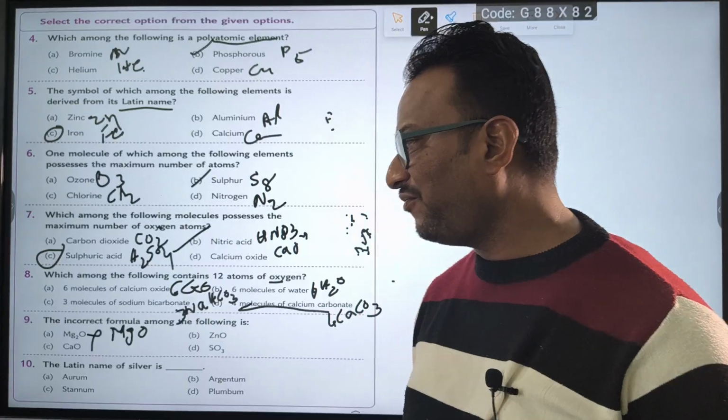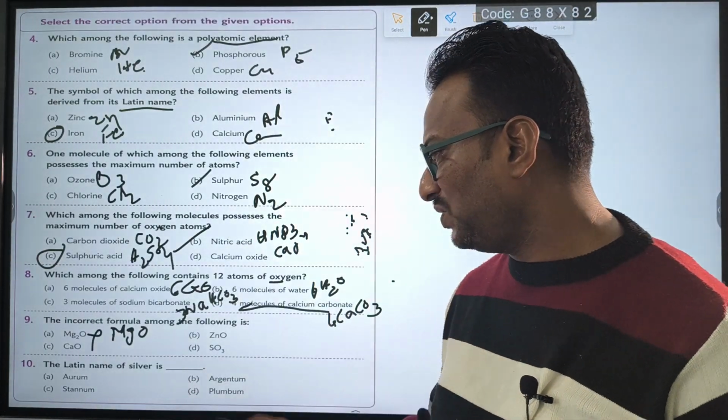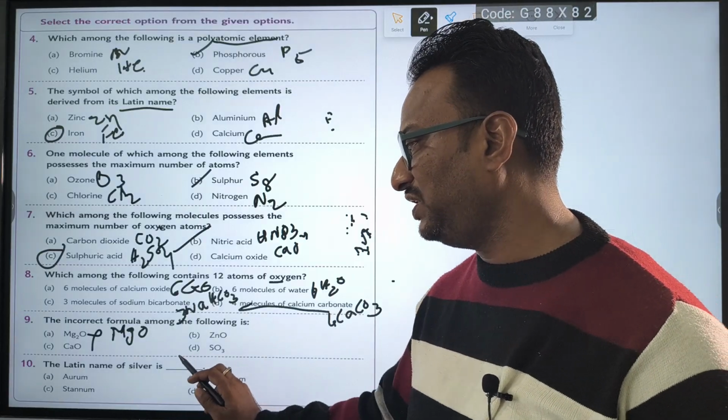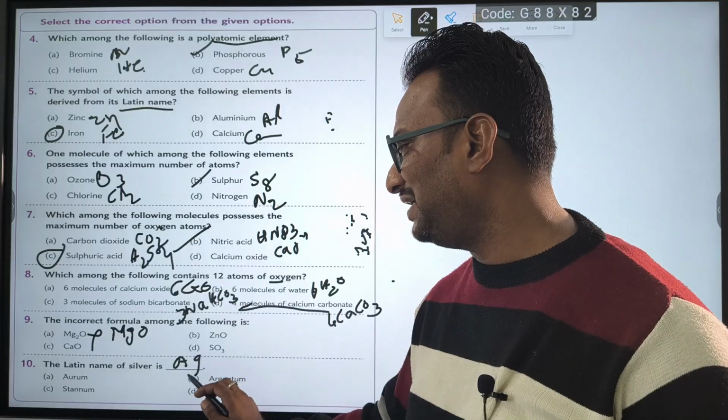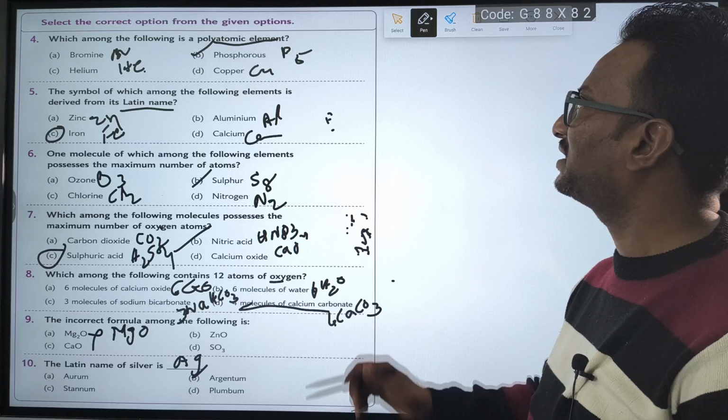The Latin name of silver is aurum, argentum, stannum, plumbum. It is argentum, Ag actually the symbol. So argentum. So the option is B. B is the correct option.